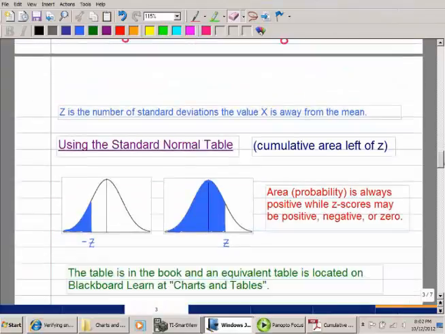Now let's start getting used to this standard normal table that we will be using to find our areas and probabilities. The standard normal table represents the cumulative area left of z; the table is only based on values left of z. So if we want right of z or between two values, I'm going to show you how to manipulate it to make it fit our needs. But the table itself is always left.